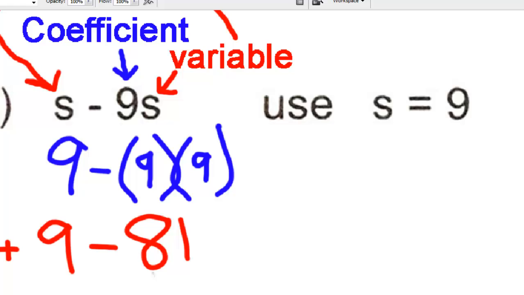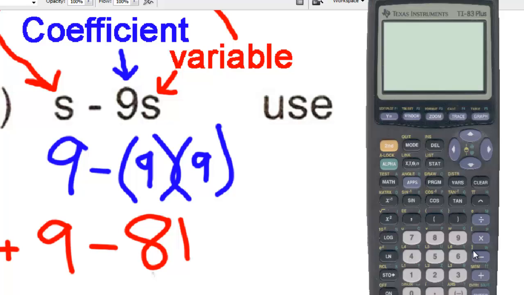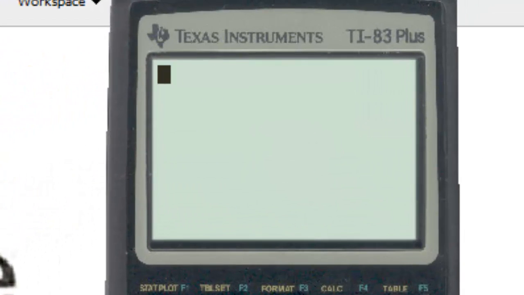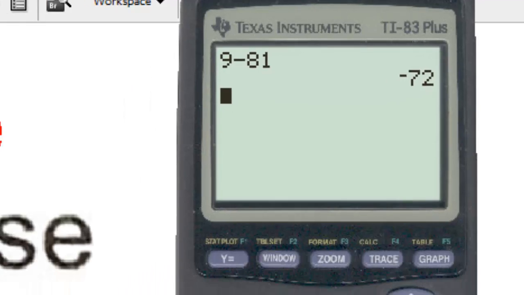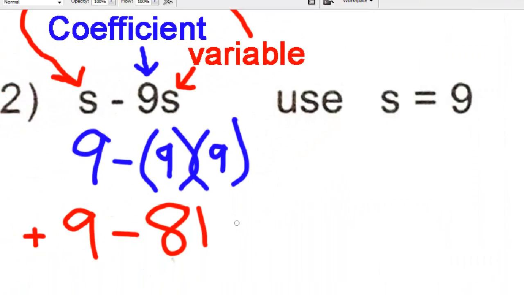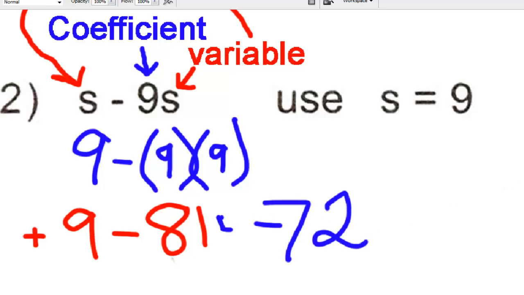If we go to our handy dandy calculator, we can simply type that in. So I'm going to type in 9, actually, let's turn it on. There we go. 9 minus 81, and the answer is negative 72. So here we got the answer, negative 72. Let's do a few more.